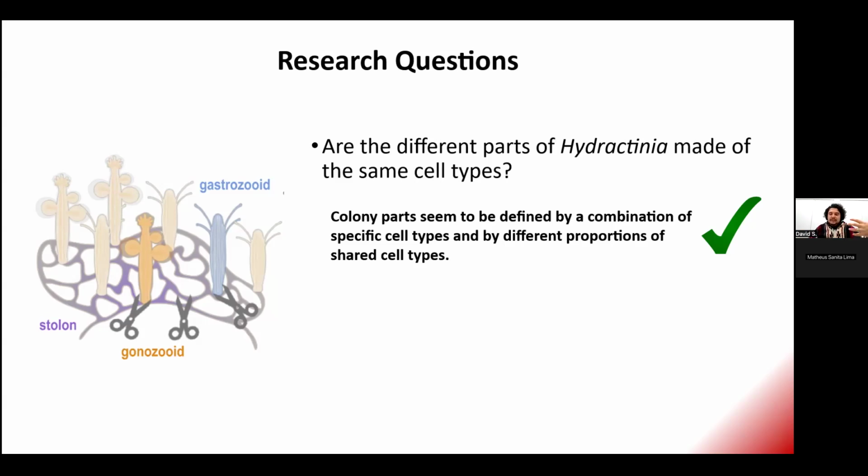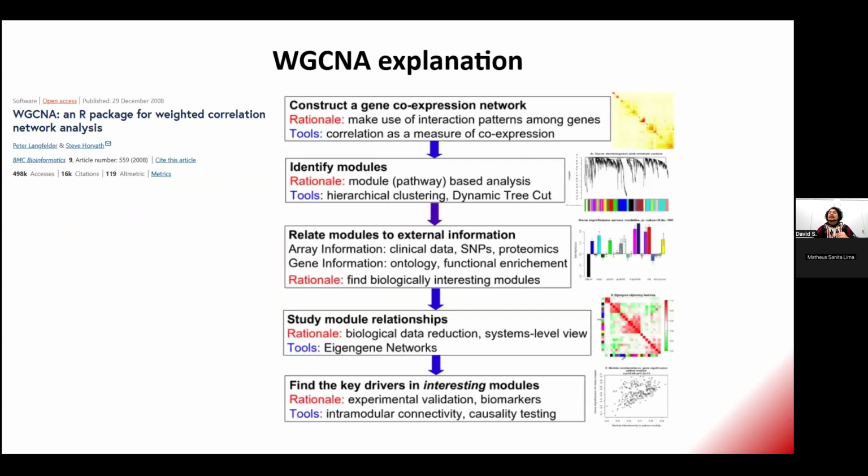But not happy with this, we decided to go further into the bioinformatic analysis and to study more the molecular, the gene relationships of these cell types. So we decided to implement an R package that is called WGCNA. It's been published for a while now. It's going to be 20 years. That's how I know I'm old.